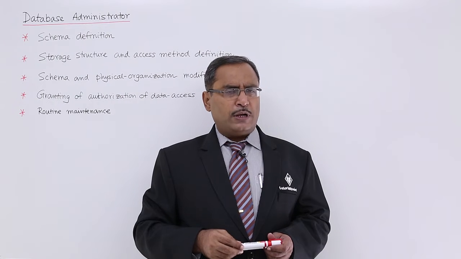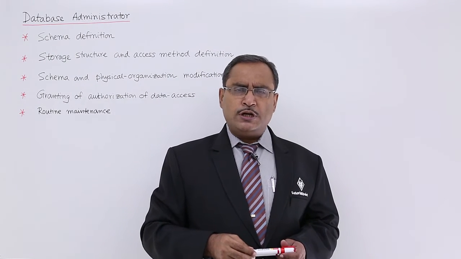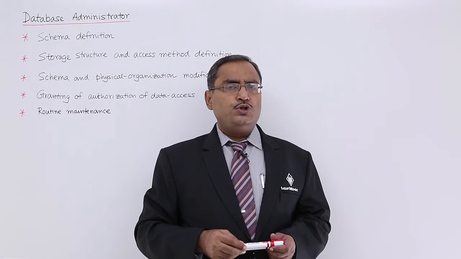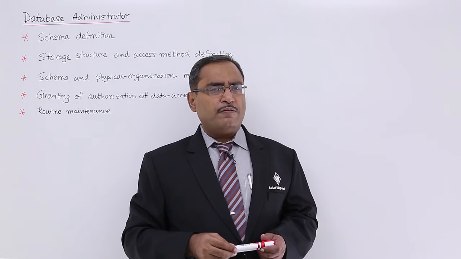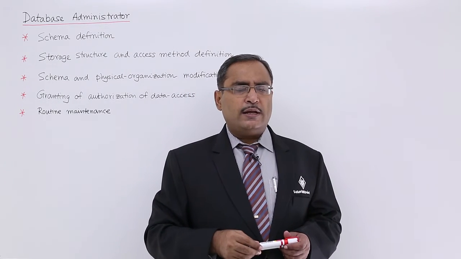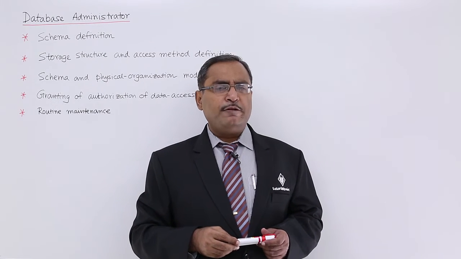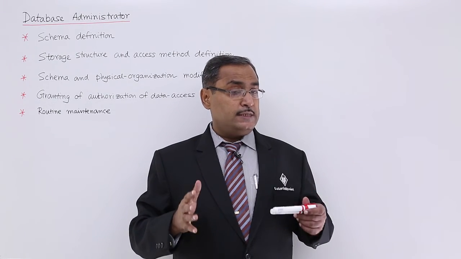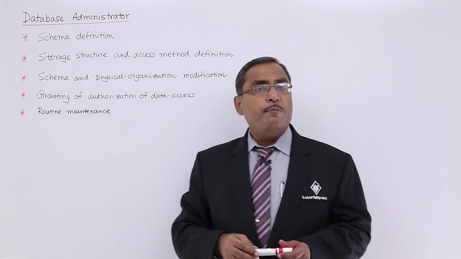Let us suppose a particular transaction with a very high priority has been initiated by a certain user. We should ensure that the system performs well, the system performance is adequate, so that the higher priority transaction will have its successful completion at the earliest possible. So these fall under the category of routine maintenance.